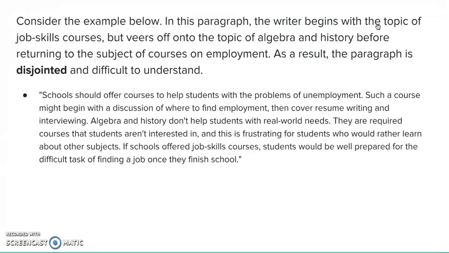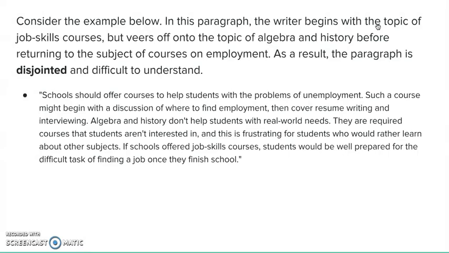Schools should offer courses to help students with problems of unemployment. Such a course might begin with a discussion of where to find employment, then cover resume writing and interviewing. Algebra and history don't help students with real-world needs. They are required courses that students aren't interested in, and this is frustrating for students who would rather learn about other subjects. If schools offered job skills courses, students would be well prepared for the difficult task of finding a job once they finish school.